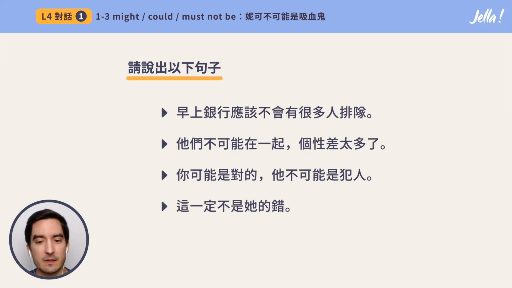I also saw, instead of their personalities are too different, I saw they are different in personality. It's better to say their personalities, this thing, are different, okay? So use it in that format. Subject, to be, and then adjective, okay? And then if you want to put this together as one sentence, you need a connecting word, which I saw someone do. And that student wrote, they couldn't be together because their personalities are too different. That's adding a little bit, and that's okay too, okay?